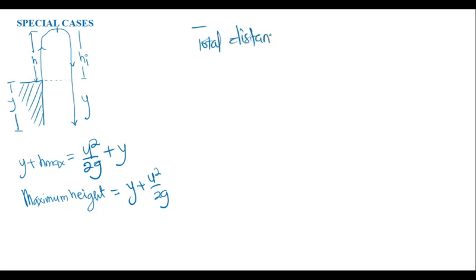Our total distance is equal to the maximum height h, plus the h when it's coming down, h again, plus y. Here h is the maximum height, and the distance coming down is the same, so this is twice the maximum height, h max, plus y, to give us our answer.